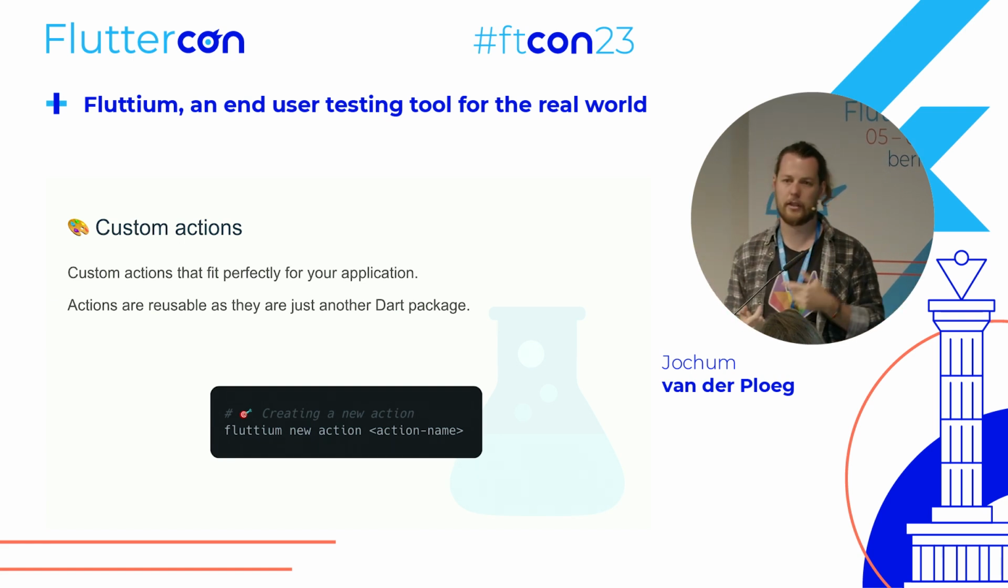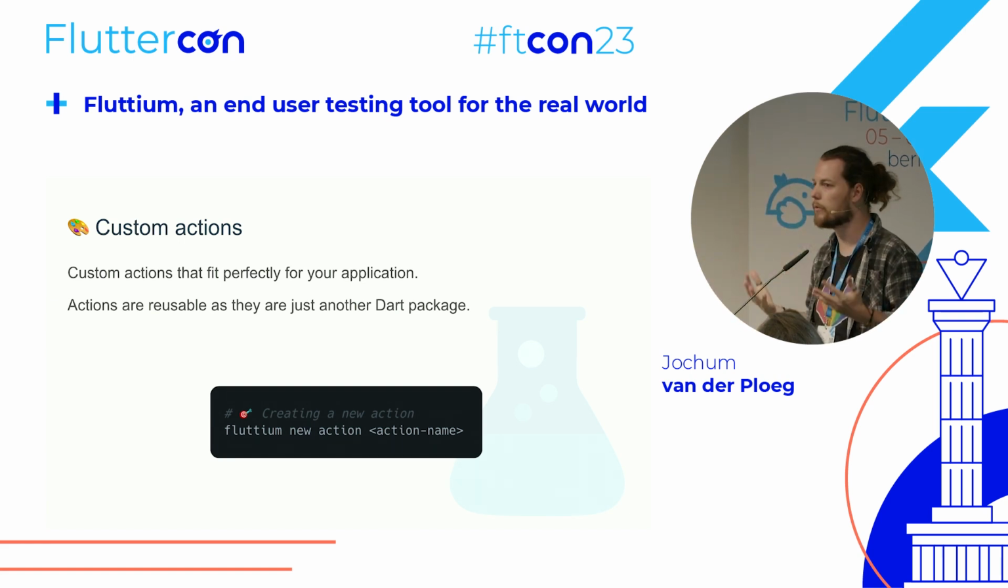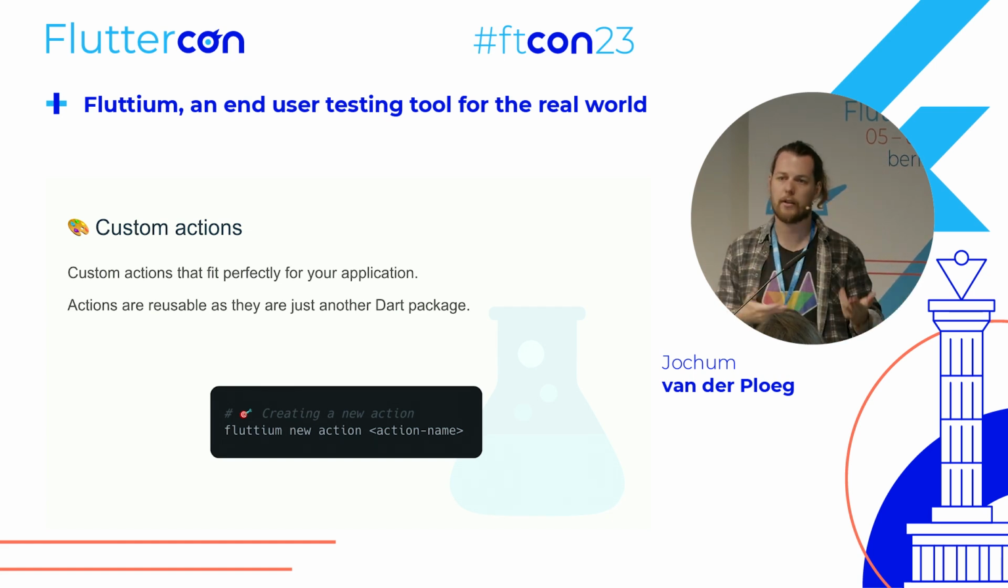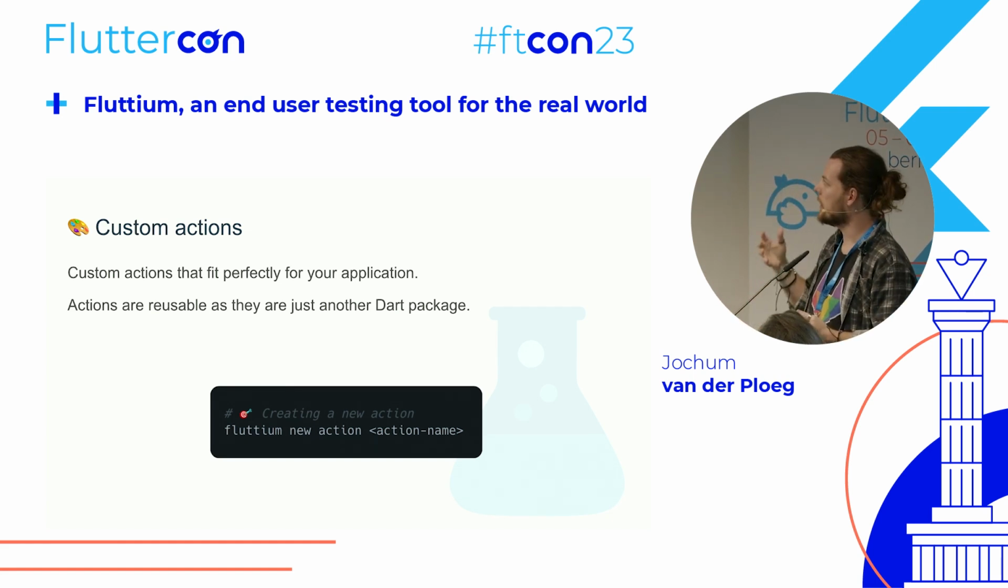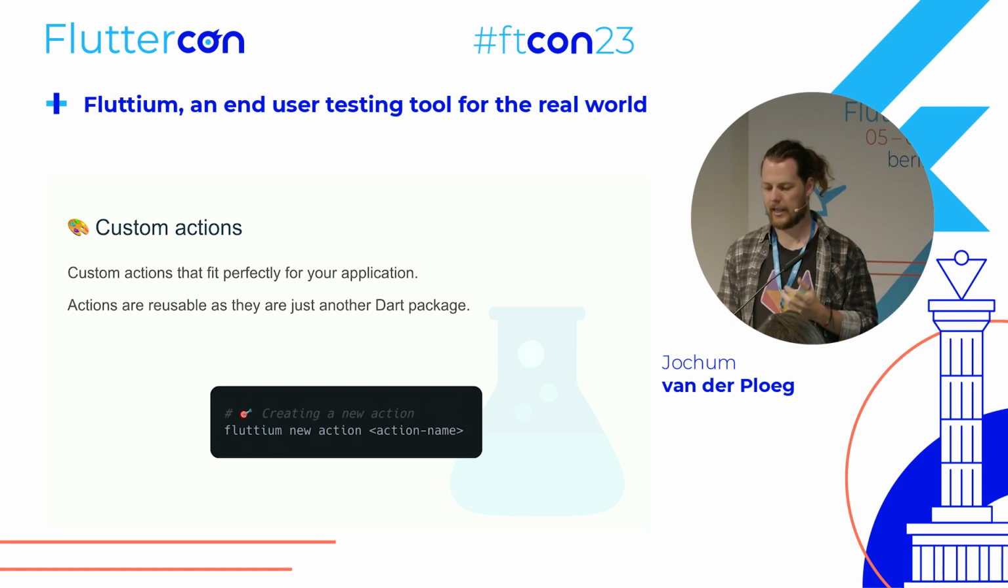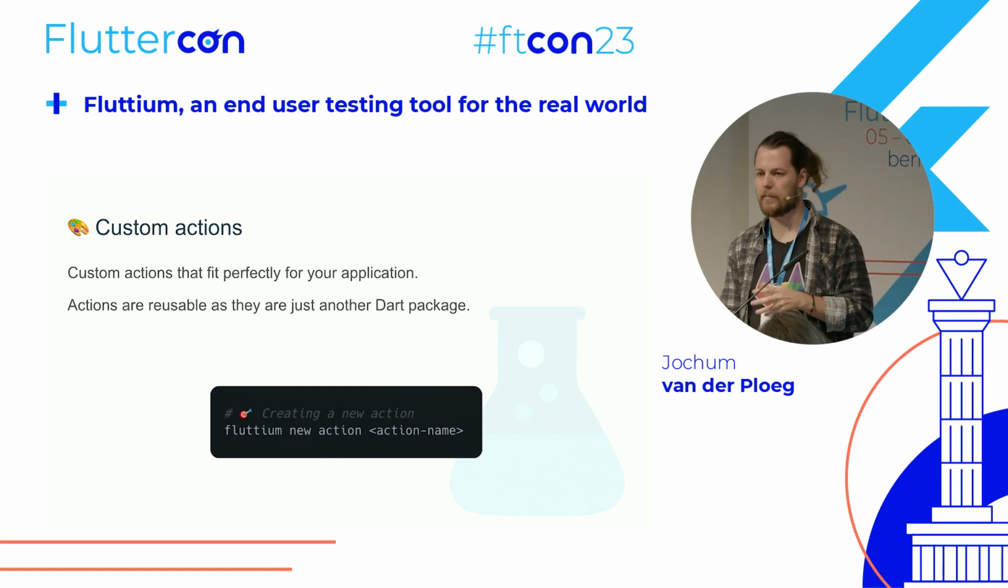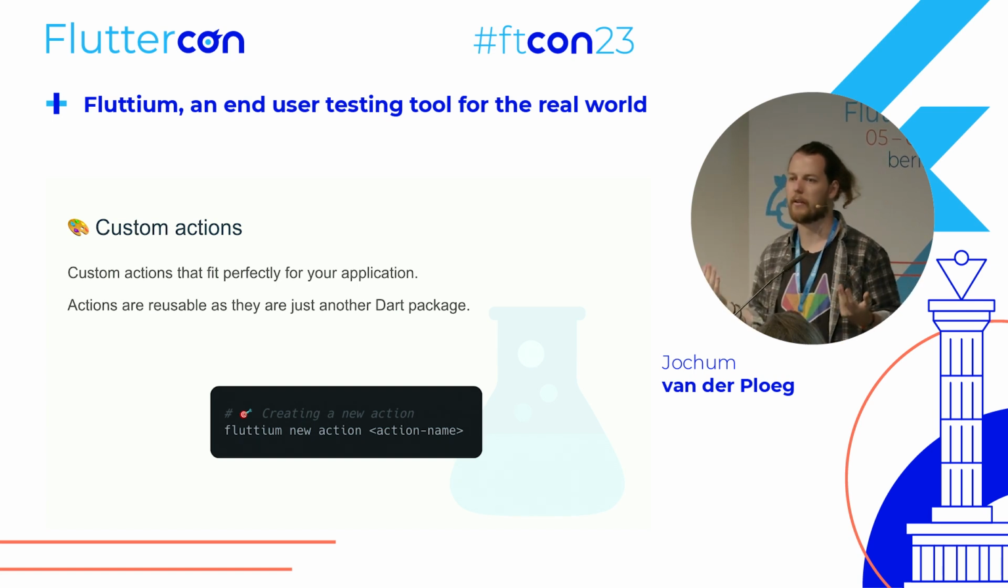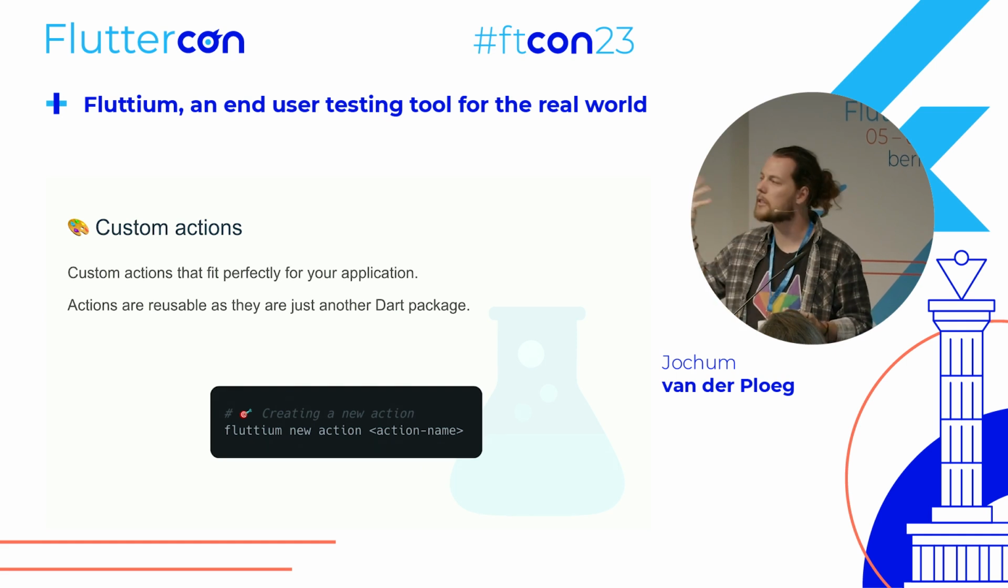but you can also access the semantic tree, the widget tree. You can do whatever you want. You can find other nodes within the widget tree quite easily or wait for them to be visible. That's what the custom action does, and that's where Fluttium basically shines. Like, I don't have to build everything for you. If something is missing, you can just do it yourself.